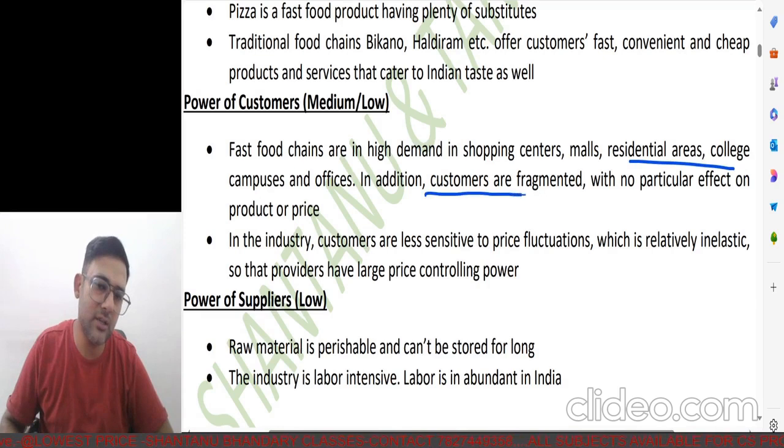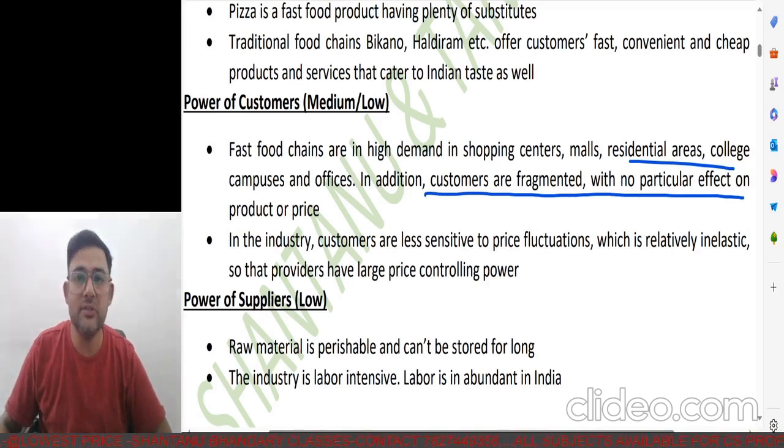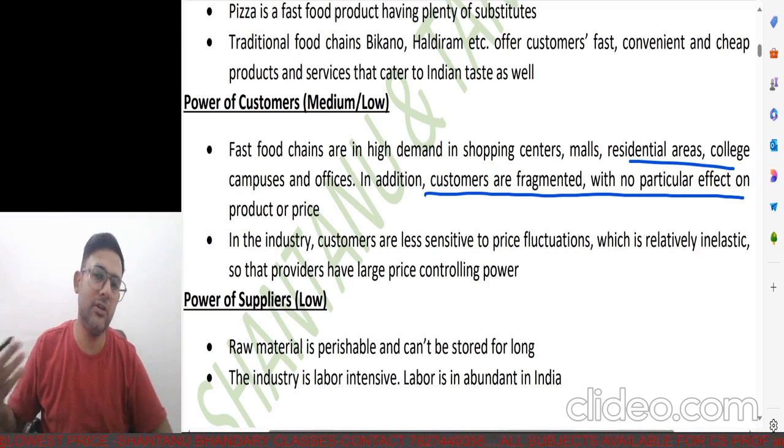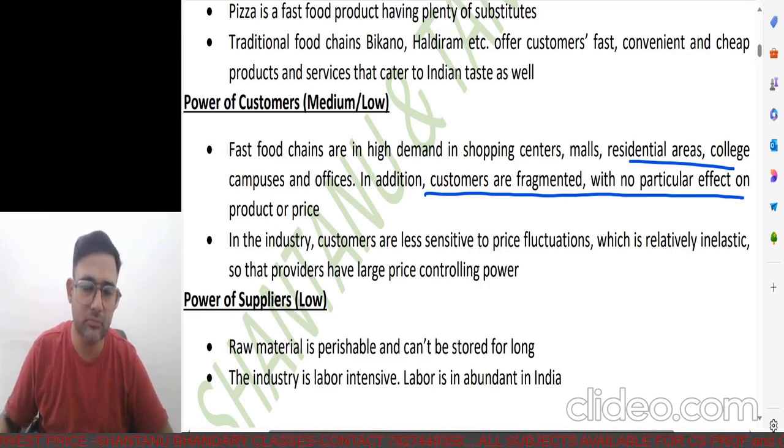In addition, customers are fragmented with no particular effect on product and price. If they want pizza, they want pizza. If they don't get pizza, they will actually try for some other thing, as we mentioned earlier. So I think that's what has been mentioned here.